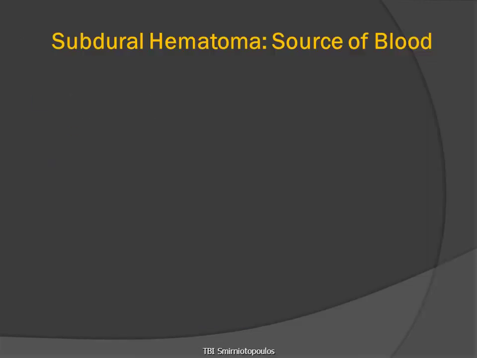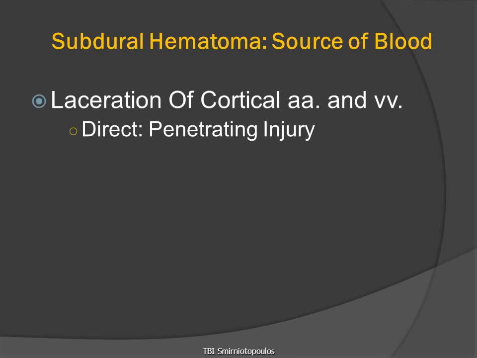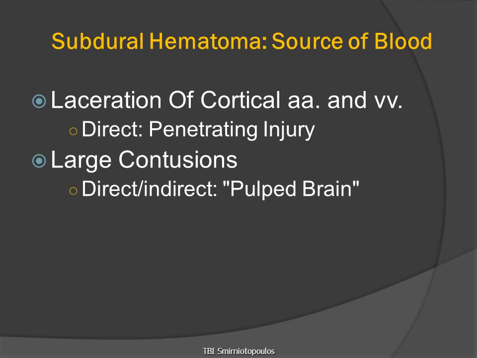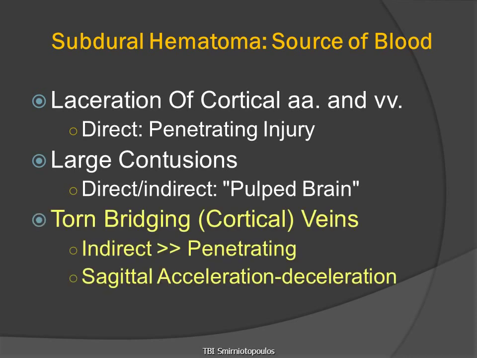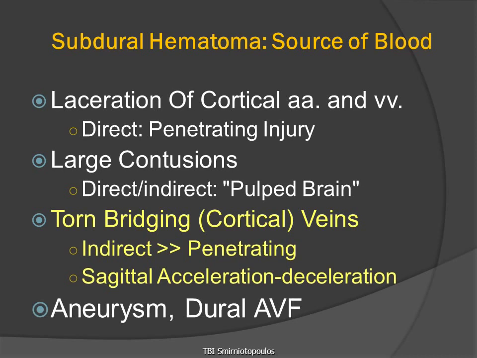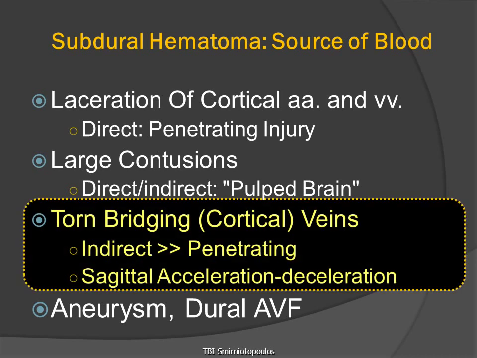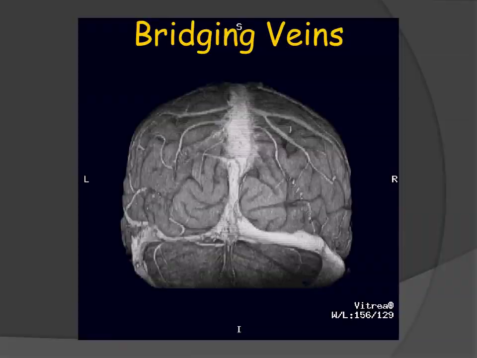So what is the source of bleeding into the subdural space? It can be penetrating injury with direct trauma and laceration. It can be pulpefaction from large contusion, but very commonly it is due to inertial forces from acceleration or deceleration tearing the bridging veins. We can also have blood entering the subdural space from ruptured aneurysms and dural arterial fistulas. But the primary consideration is tearing of the bridging veins.